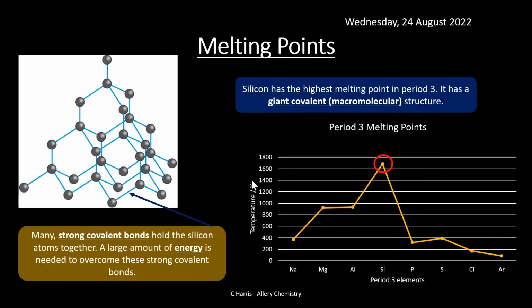This is an example of silicon. It looks very similar to diamond, which you might have seen. It's got a very similar structure. Obviously, it's in the same group. Loads of strong covalent bonds hold these silicon atoms together, and so a large amount of energy is required to break them apart. That's why silicon has a really high melting point, because of this macromolecular, giant structure that it forms.